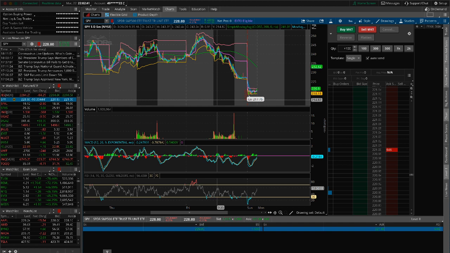But what I'm saying is indicators are used as indications, not reasons to buy into a stock. Use them as indications, not confirmations of buying into a stock. That's my little say on that.